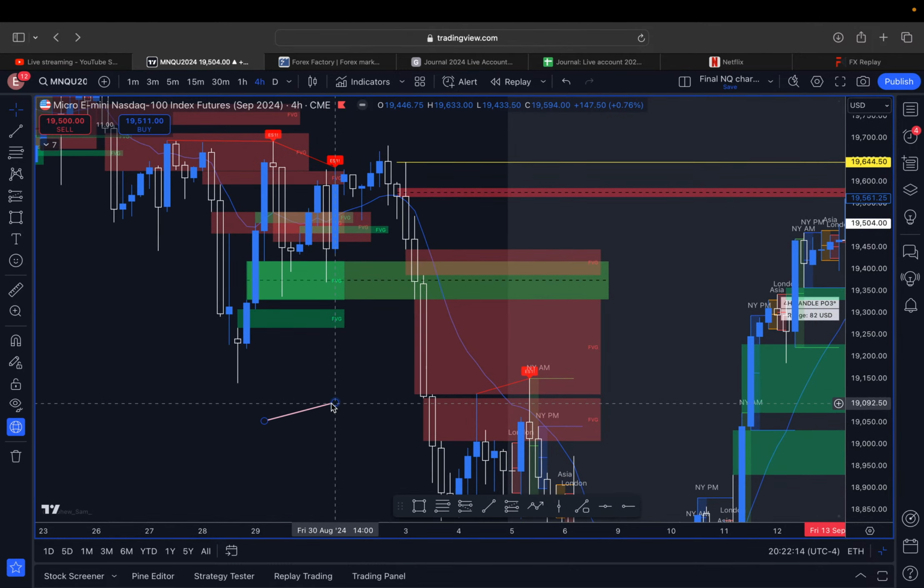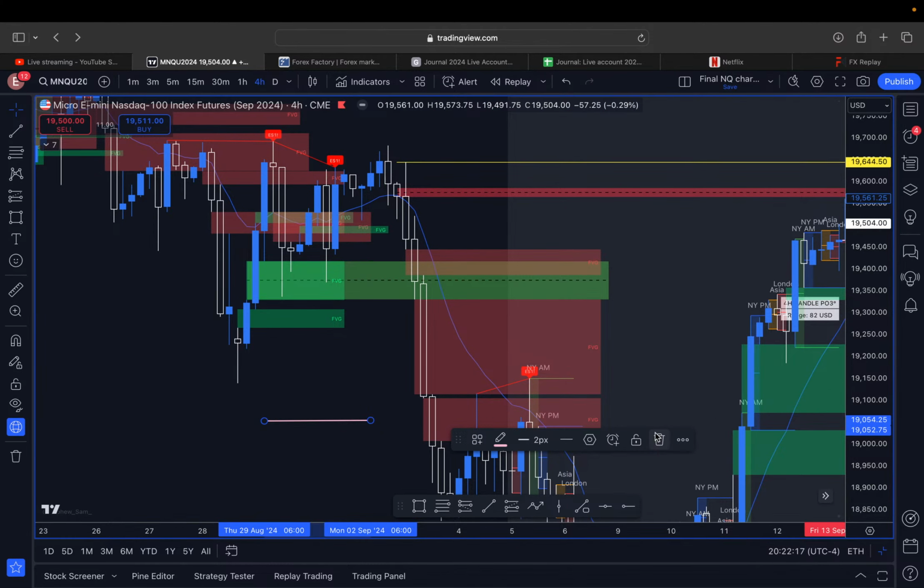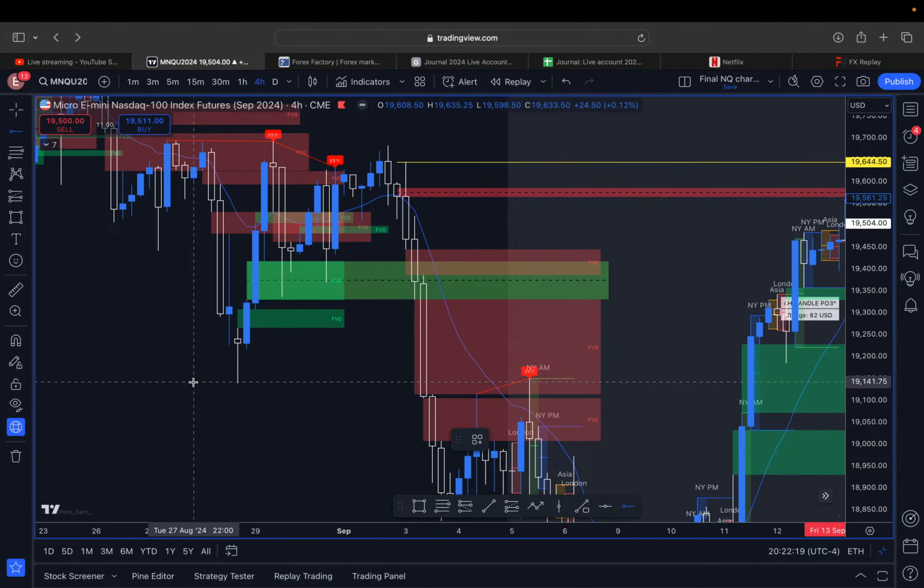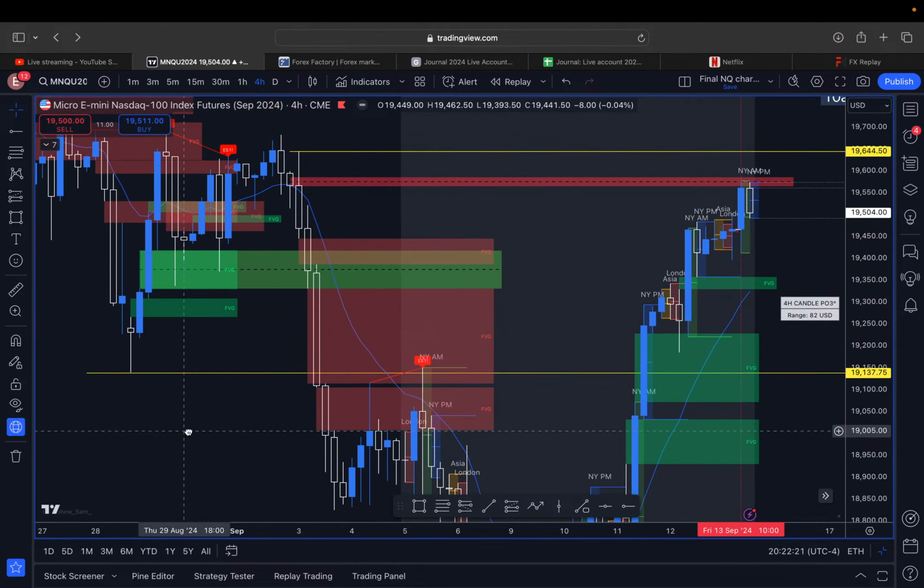You would have taken profit at this fair value, this line of liquidity on the 4-hour, which I did. You would go on a lower time frame, obviously, because you have to wait for a candle close. That's also important.